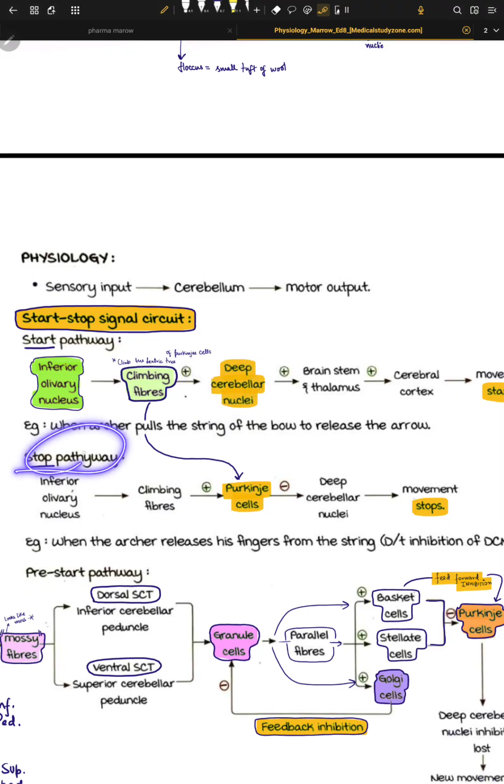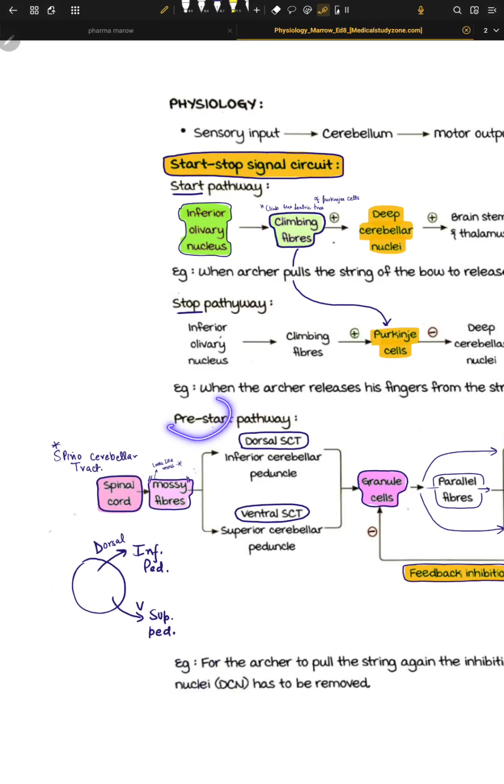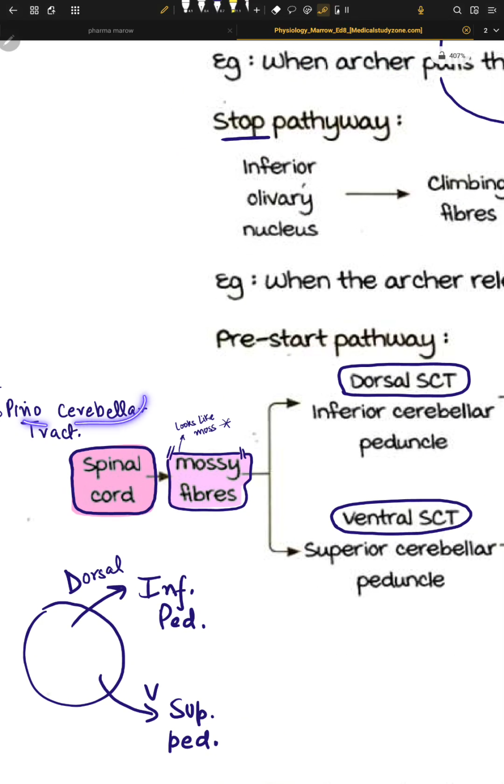So that's the stop pathway, and that's the start pathway. The only difference is that climbing fibers will either go to the deep cerebellar nuclei or go to Purkinje cells. If they go to Purkinje cells, movement stops. Pre-start means you are calculating the distance, you're calculating the movement. So the pre-start pathway comes from the spinal cord, of course, because your spinal cord is going to calculate. And this is a spinocerebellar tract.